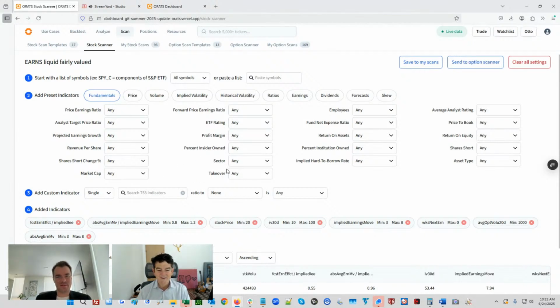There's a lot of different ways, a lot of different indicators, a lot of different ways to combine them. And you can do a ratio to the best ETFs too.